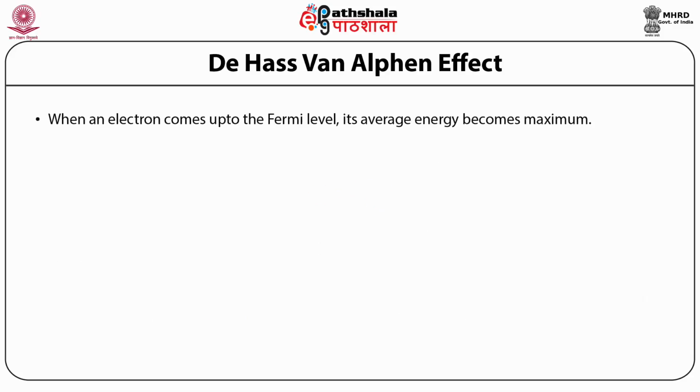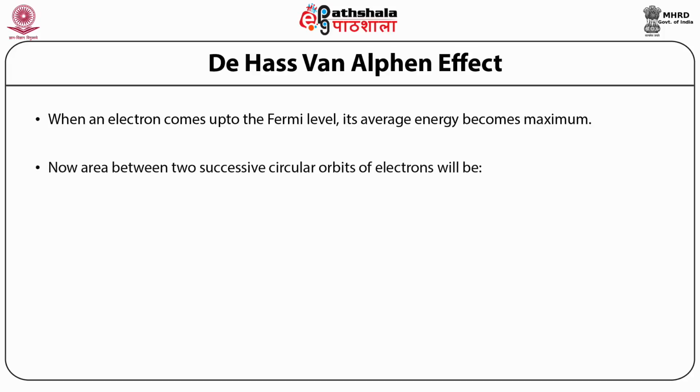When the electron comes up to the Fermi level, its average energy becomes maximum. But with increase in magnetic field, the Landau tubes cross the Fermi surface and result in a decrease in average energy, which shows that a small variation in the applied magnetic field results in oscillation in average energy. So now the area between two consecutive circular orbits of the electron will be delta of 1 by B equal to 2 pi e by h cross S.